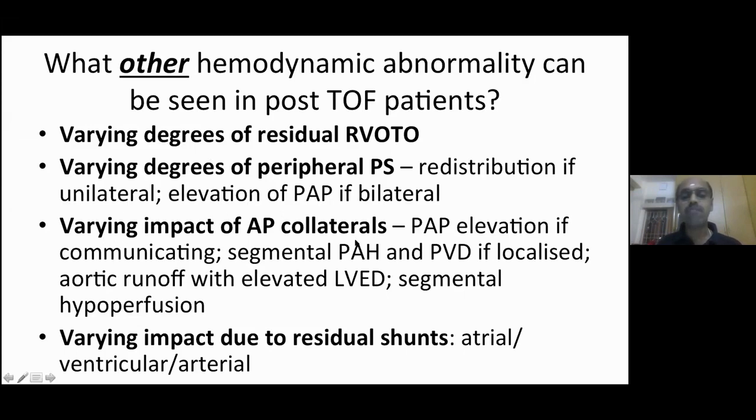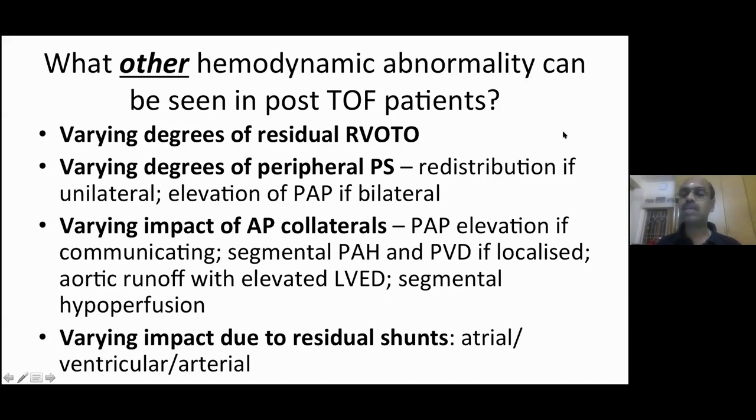Varying degrees of impact of AP collaterals will be present. Whenever the AP collaterals post-tetralogy are still communicating, the pulmonary artery pressure may get elevated proportionate to the size of the AP collaterals. But if the AP collaterals are strictly remaining localized, the localized segments may have segmental pulmonary hypertension or segmental pulmonary vascular disease. This is in the setting of non-communicating AP collateral. But if it is a communicating AP collateral, then the central pulmonary artery pressure will be elevated.